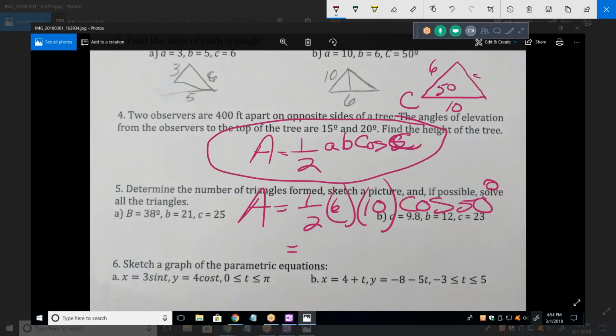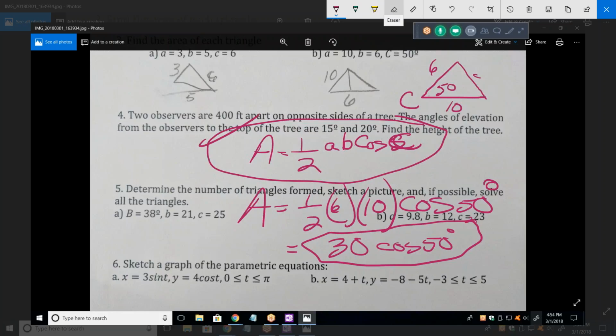The exact answer here is this, the 30 cosine. That's the exact answer, because cosine of 50 degrees is an irrational number. If you turn it into a decimal, you got to round it off. So regardless, here's how I remember that this is the right formula. If you're dealing with a right triangle, and let me just erase this one right here.